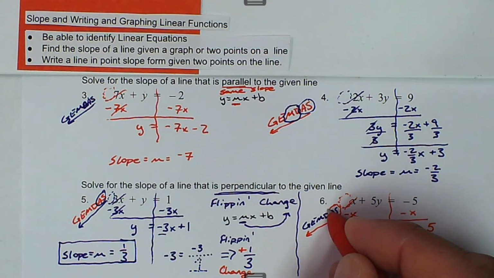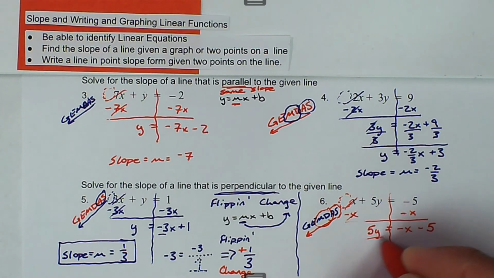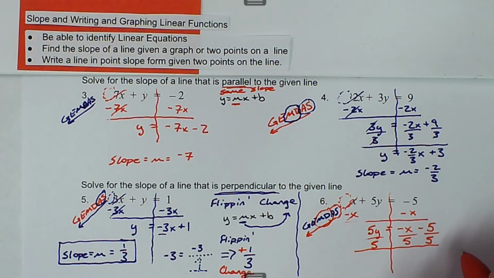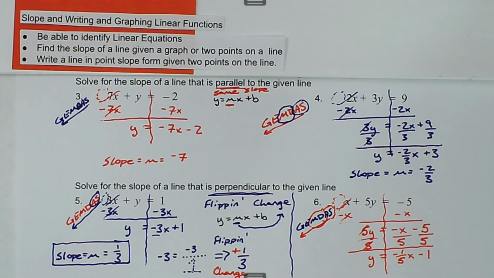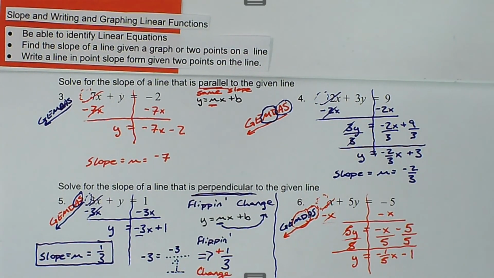Now we have multiplication, so the inverse of multiplication is division. So we divide by 5, divide by 5, divide by 5. And then our 5's cancel. And we're left with y equals negative 1/5 x. 5 divided by 5 is 1, minus 1. So now we're looking at our slope that we have. And our slope in this case is negative 1/5.